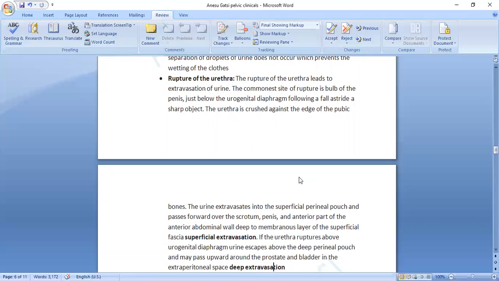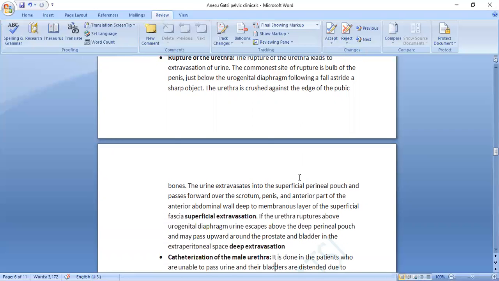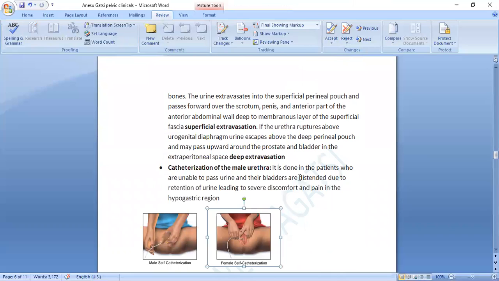But then if you have deep extravasation, that is rupture of the urethra above the urogenital diaphragm, you may then have urine passing above the deep perineal pouch, then the prostate and the bladder superiorly. So that's the difference between deep extravasation and superficial extravasation.